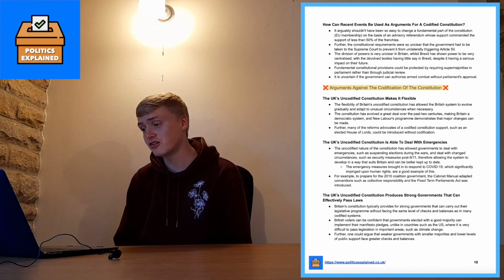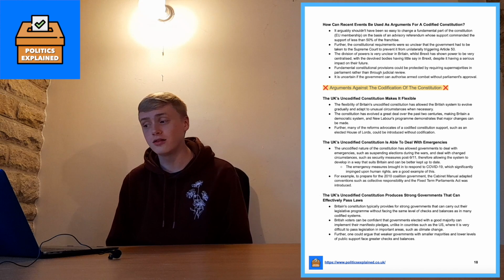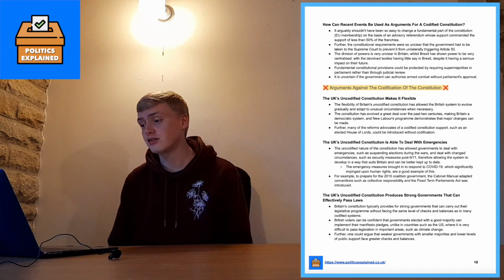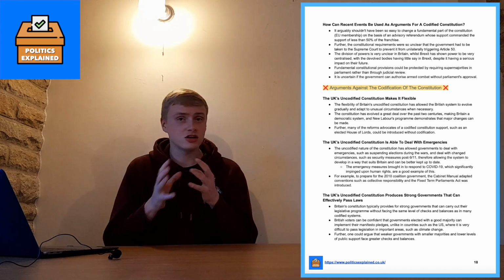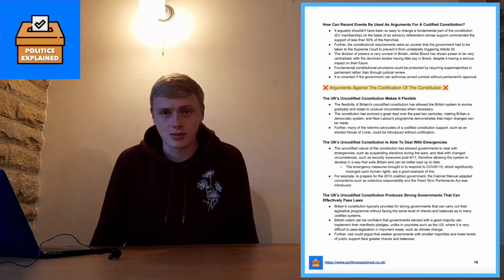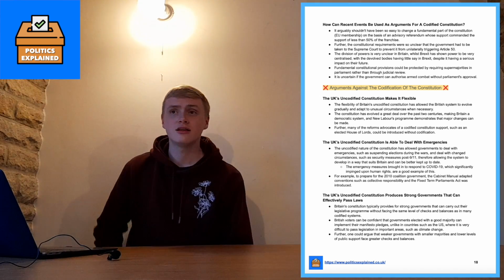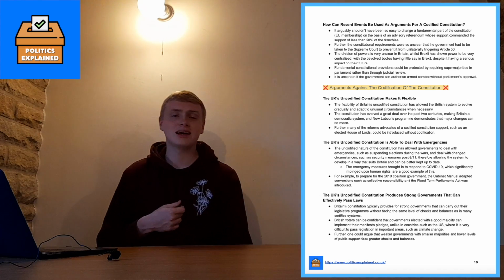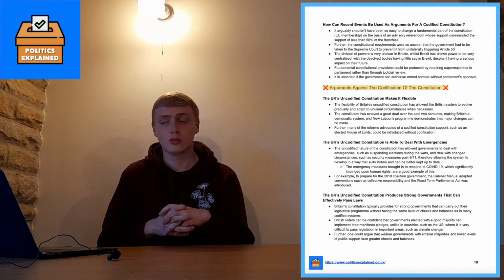Fundamental constitutional provisions could be protected by requiring supermajorities in Parliament rather than through judicial review. And it is uncertain if the government can authorise armed combat without Parliament's approval, because it was a convention, and with Theresa May, it's not clear whether that still applies. So there are a lot of conventions in the UK system where it's very unclear who has particular power, and that can be argued to be a drawback.